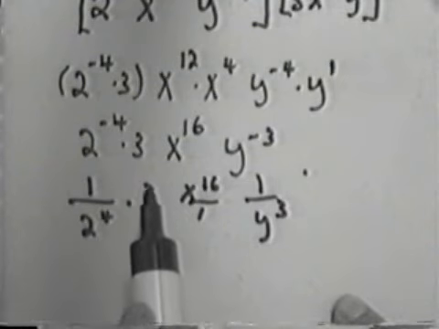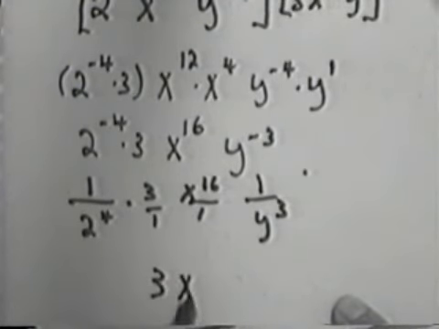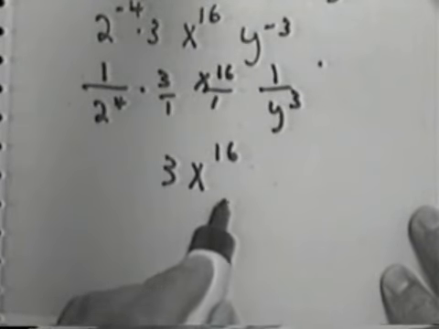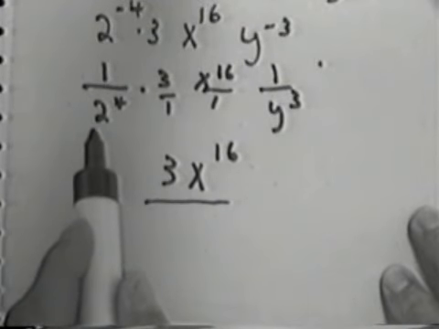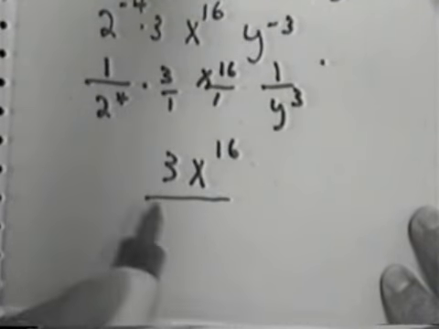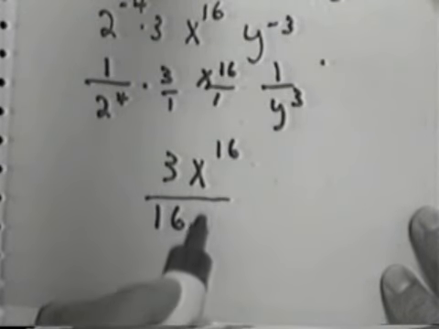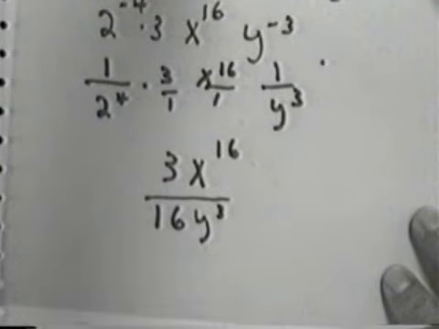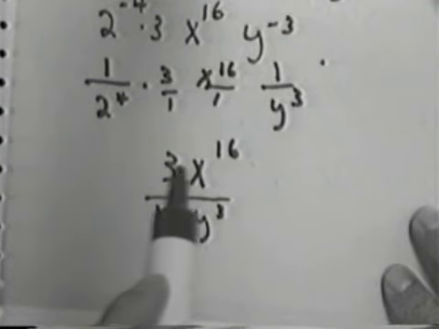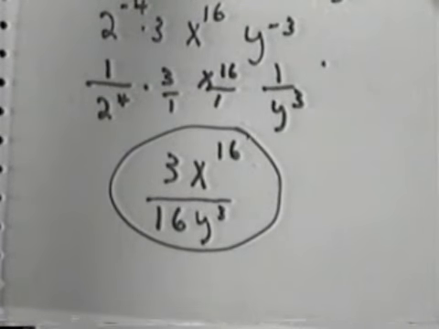So I'm left with 1 times 3 times x^16 times 1, which is 3x^16, over 2^4 times 1 times 1 times y cubed. Well, 2^4 is 16 times 1 is 16 times 1 is 16 times y cubed, which would be 16y cubed. So my answer is 3x^16 divided by 16y^3.